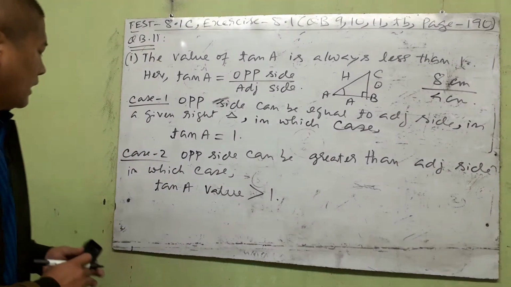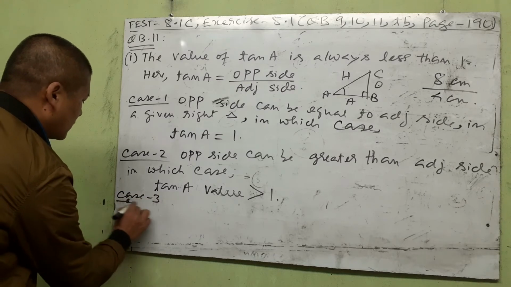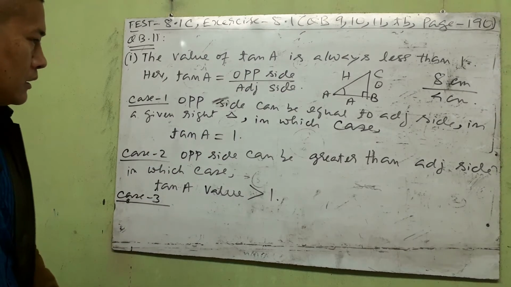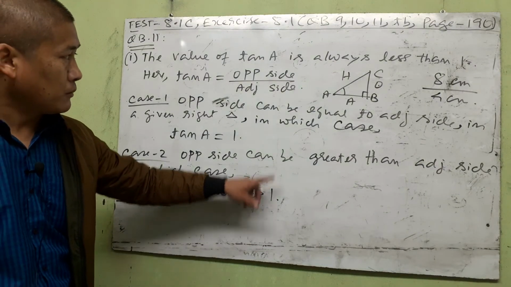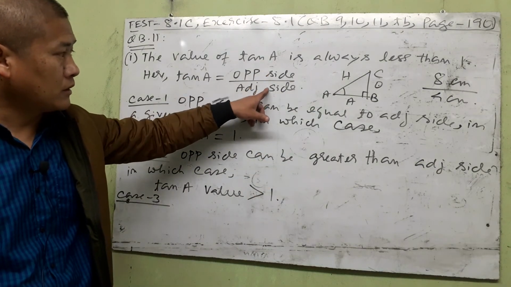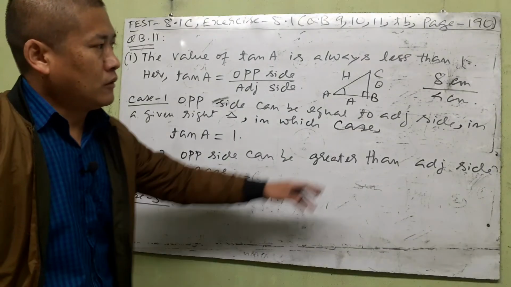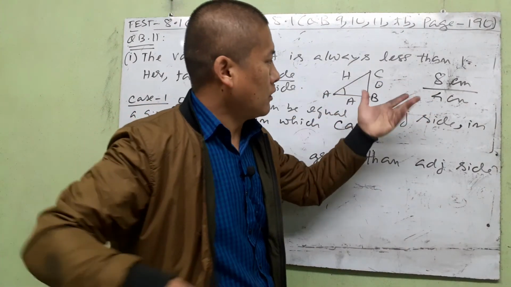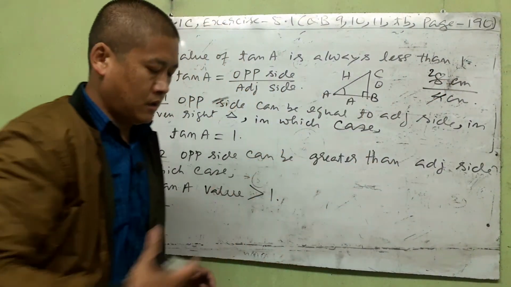But to complete our answer, let us take the third case possible also. Case 3 is opposite side can be greater than adjacent side, in which case tan A value is surely greater than 1, because if numerator is bigger than denominator, we know that that number is greater than 1, right? Numerator over denominator, always the value after cancellation, for example, here is 2, already greater than 1.